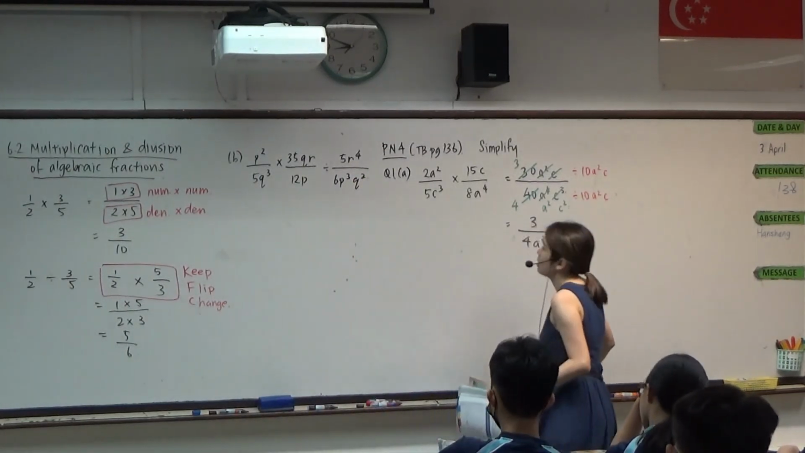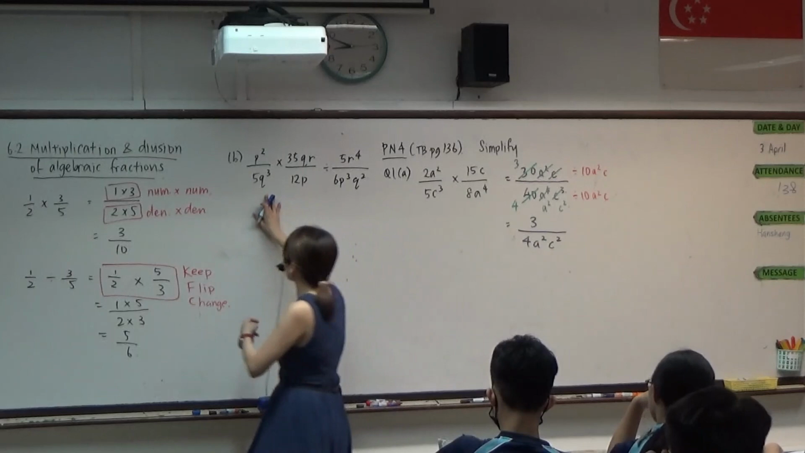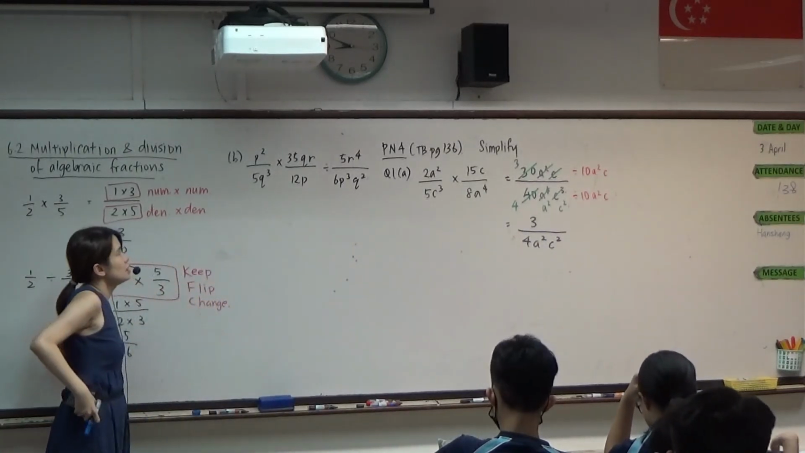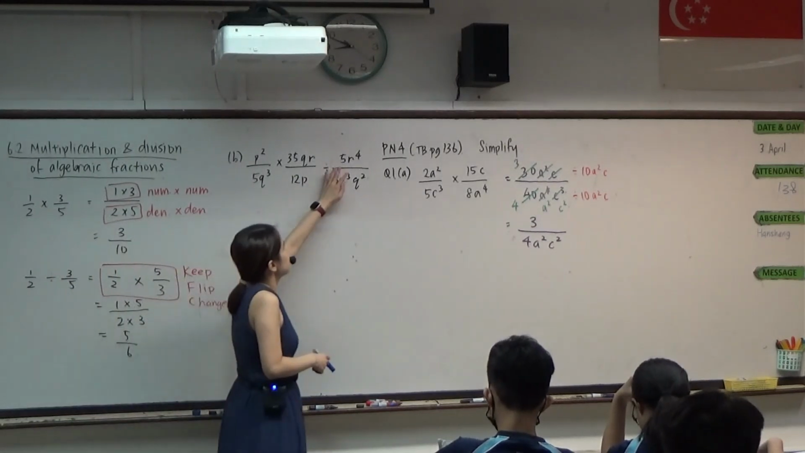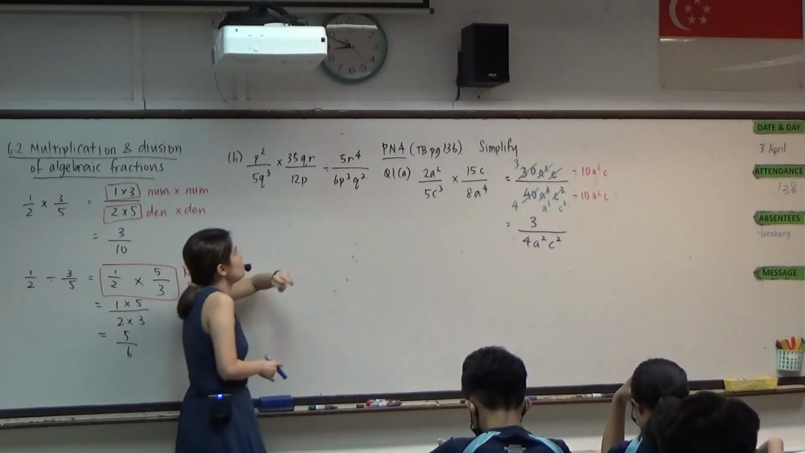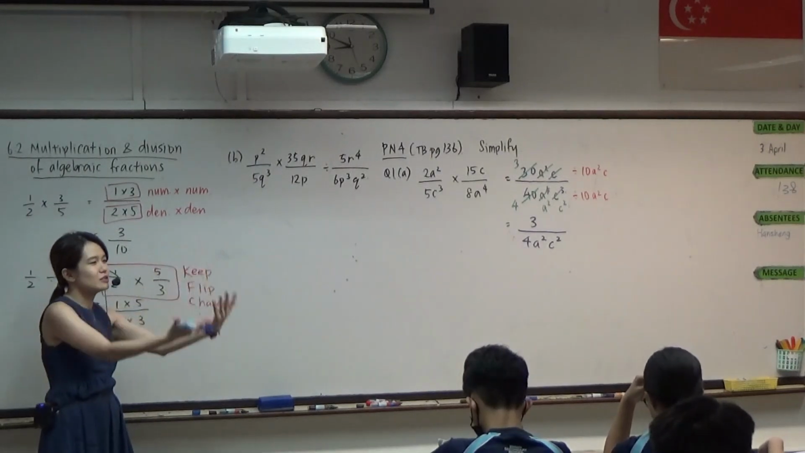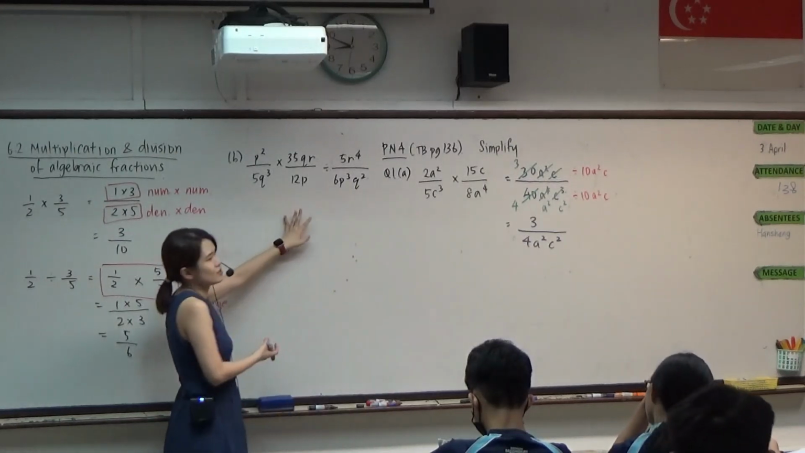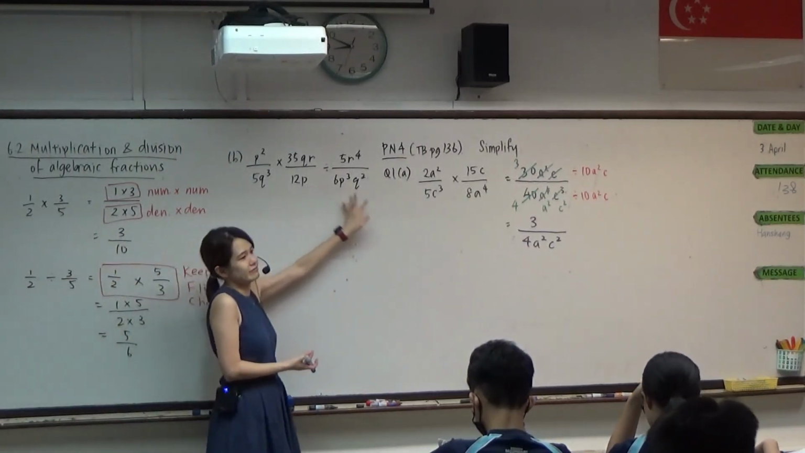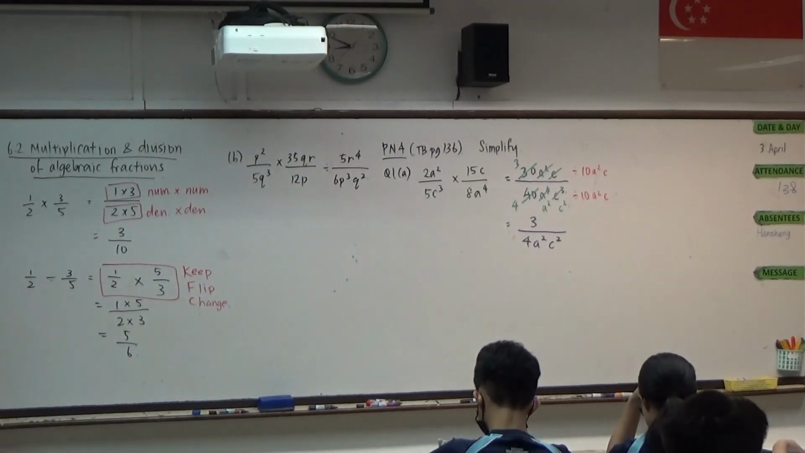Okay. Part B, I have there 3 things. P square over 5q cubed times 35qr over 12p divided by 5r to the power 4 over 6p cubed q square. Okay? So Xavier, you wanted to use the method that you were telling me earlier on. It may get lost over here because you got a division. Okay? Right? So that's why I don't recommend that.